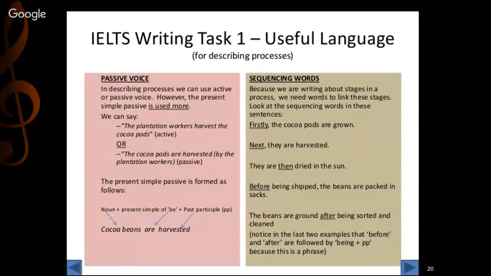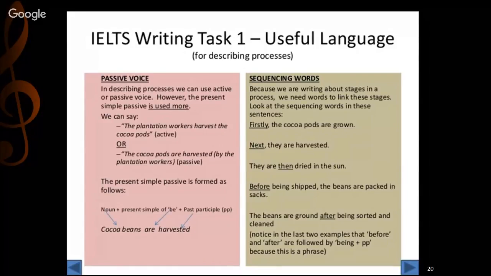The useful language. So you make a note of this. What kind of language to use when you're asked to write a descriptive passage on process? In describing processes, we can use active or passive voice. I told you, passive voice is usually used, but it is not a rule. You can use active voice also. However, the present simple passive is used more. It is more common to use it. We can say the plantation workers harvest the cocoa pods. Or we can say the cocoa pods are harvested by the plantation workers.